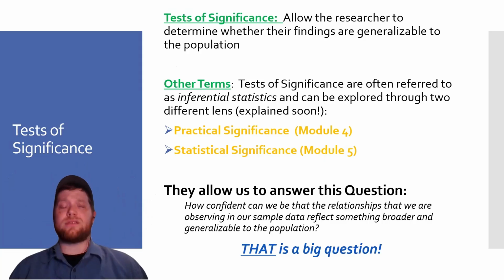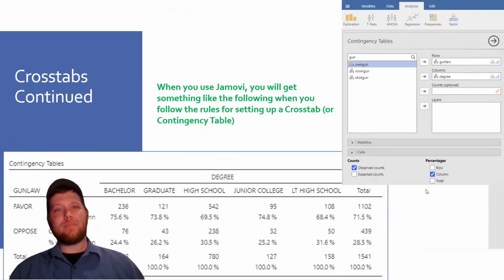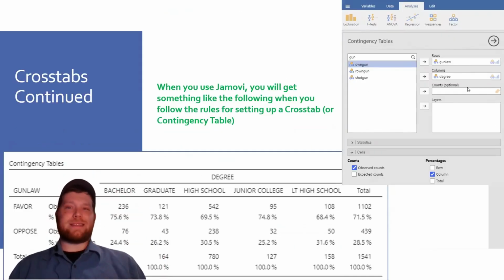It's a huge question. Can we say that the stuff we got from GSS, it's a good enough survey? This actually represents all 307 million people in the US. We'll figure it out. So when we use Jamovi, we get something that looks like this.